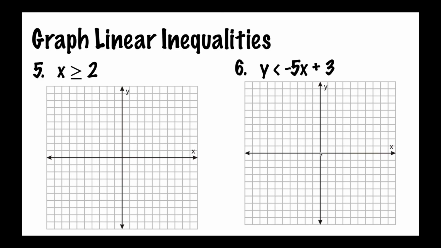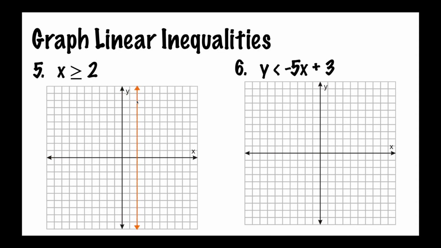For number 5, we have x is greater than or equal to 2. Anytime we had x equals a number when we were graphing linear equations before, we would make a vertical line. And we're going to do the same thing here. So at 2, our line is vertical. And again, it is going to be a solid line because it is equal to the line.